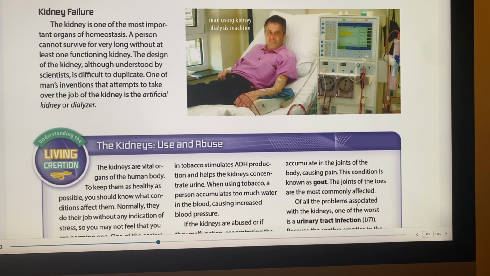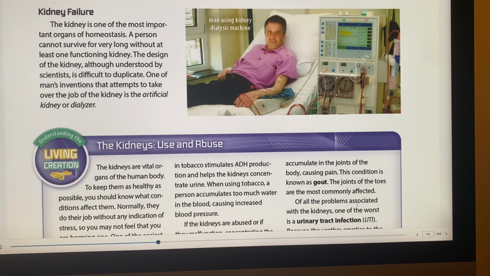Caffeine also dehydrates. So if you have a problem with urine infections, then don't drink caffeine. It can dehydrate you. Tobacco dehydrates. Nicotine produces too much ADH, and that increases your blood pressure, so that you have too much water in your blood. So tobacco is not a good thing.